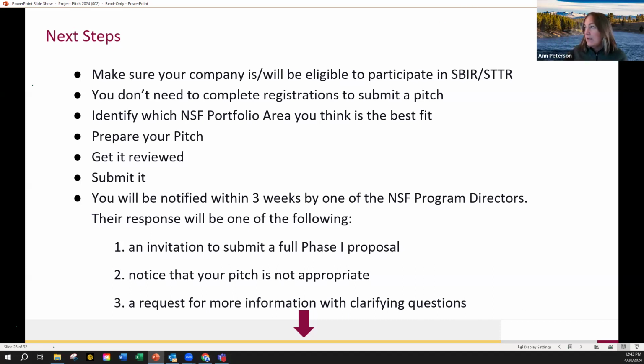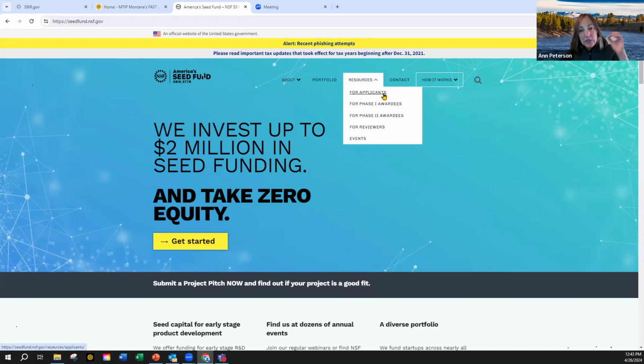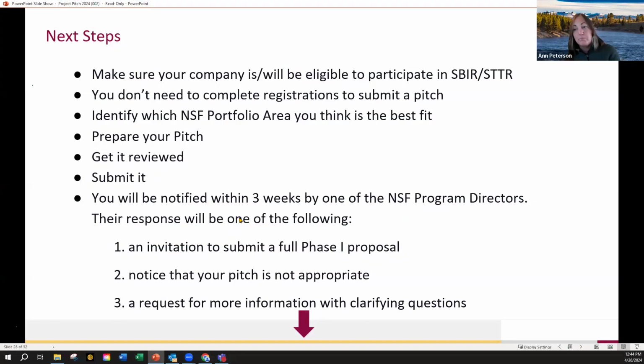Make sure that you take a look at the NSF seed fund. I'm going to go ahead and go there. Visit seedfund.nsf.gov, take a look at their portfolio areas, take a look at the resources for applicants, and all of these things. They'll tell you how they review proposals. They'll give you a lot of this information. So these are really important things for you to take advantage of in this time frame. Get your pitch drafted, write up those answers offline to all of those questions, and have someone review it and give you some feedback on that.